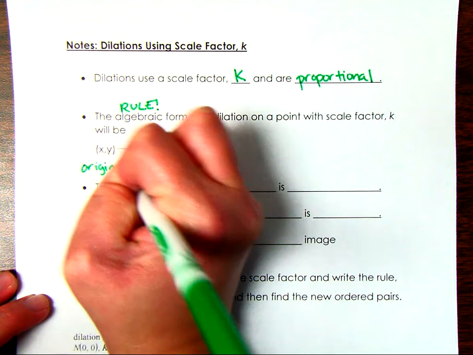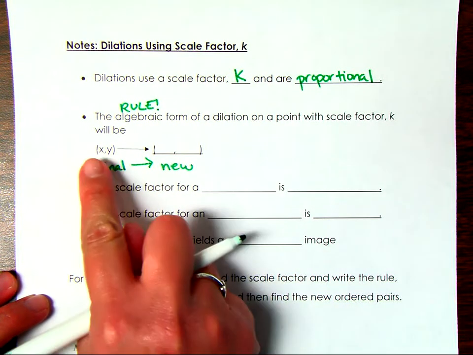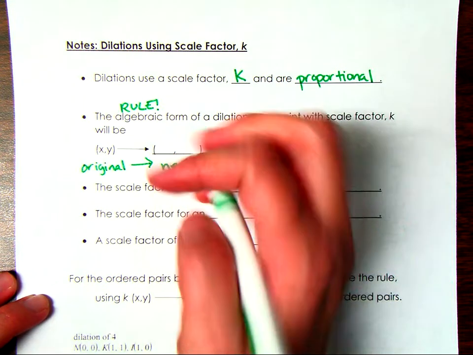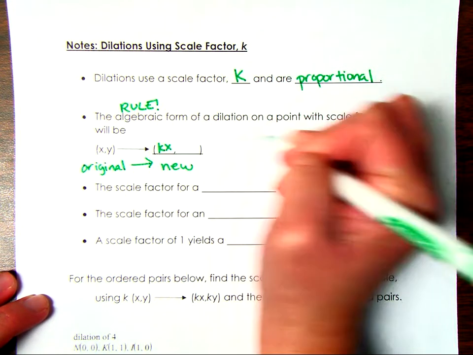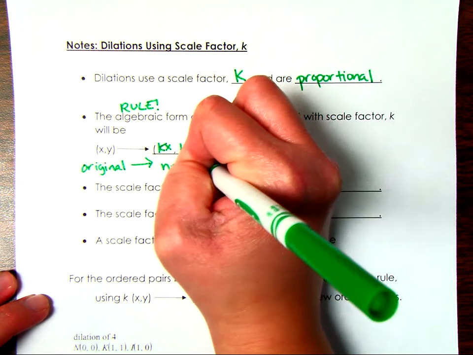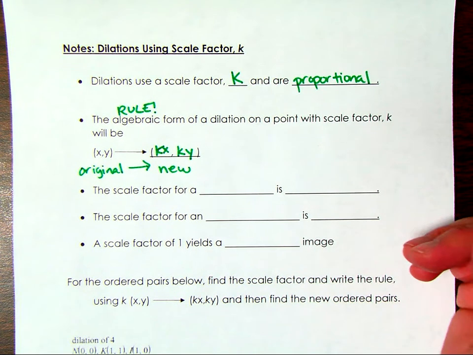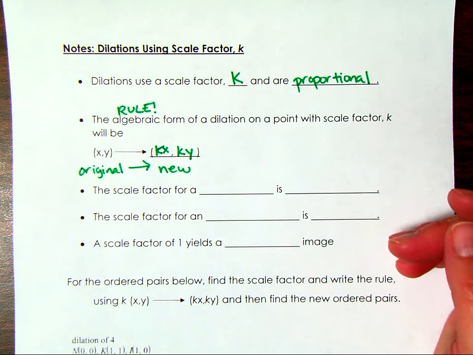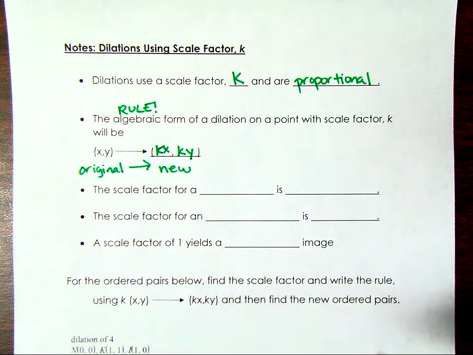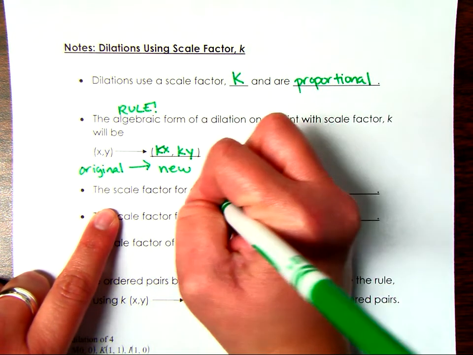So this will be your original point. If we're starting at the original point and going to the new ordered pair, we have X and Y as our original. To find the new ordered pair, we take the scale factor and multiply by the original X, and we take the scale factor and multiply by the original Y, so that we can get the new ordered pair. Basically, we can now use this scale factor to predict future ordered pairs on a dilation.